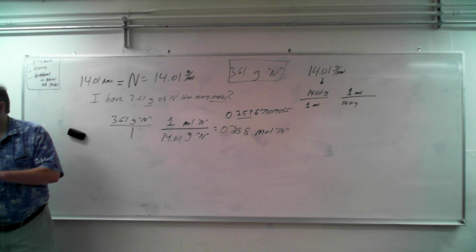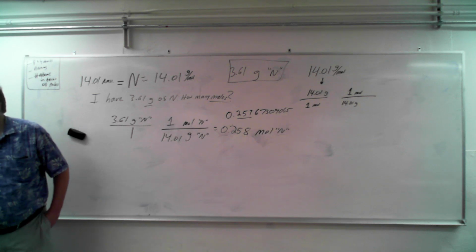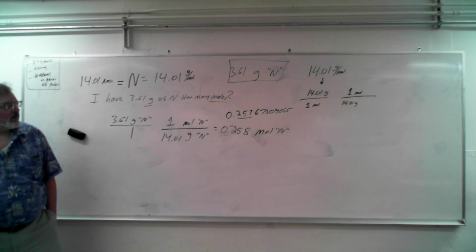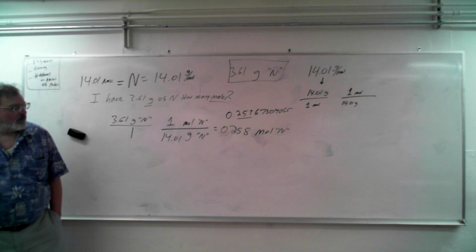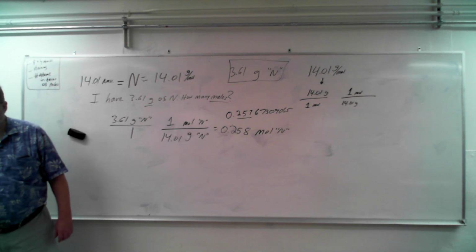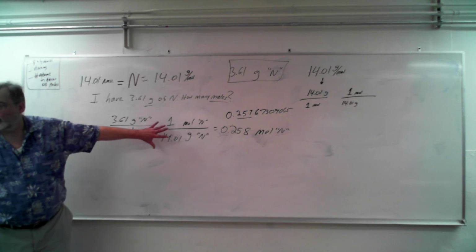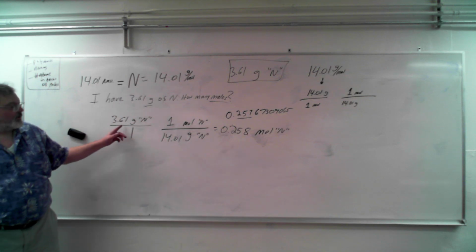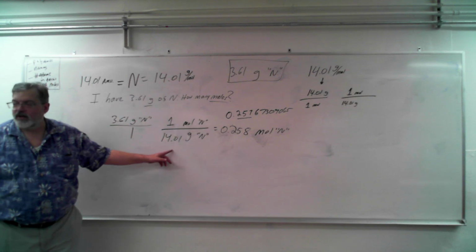Earlier when I asked about other ways to do it, couldn't you just do 3.61 divided by 14.01? Yeah, but notice that's the phrase I said, algebraically equivalent. You see that what you just said is algebraically equivalent to what I've got here. What I put in my calculator is 3.61 divided by 14.01.